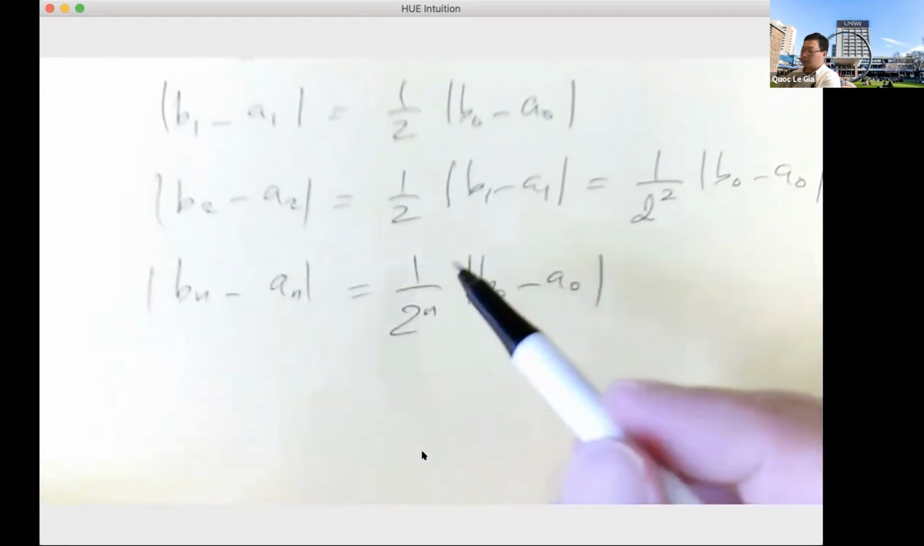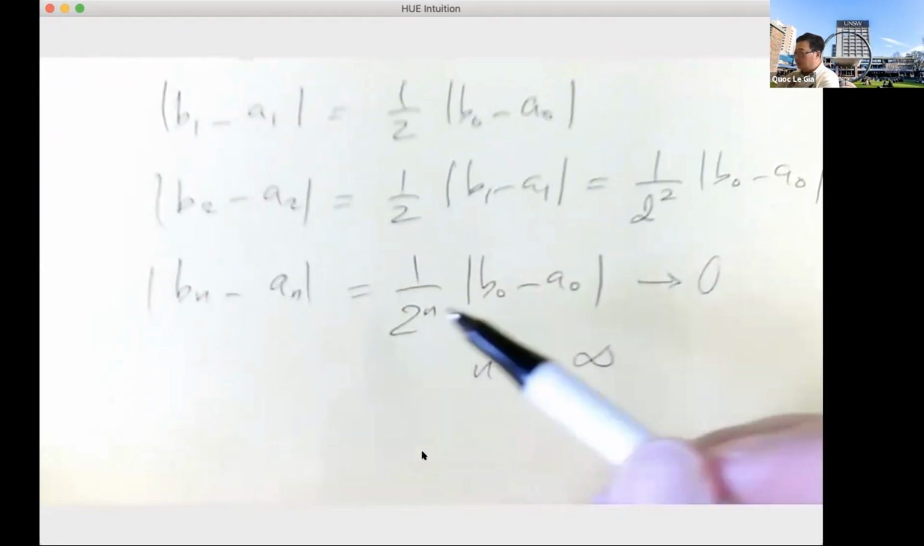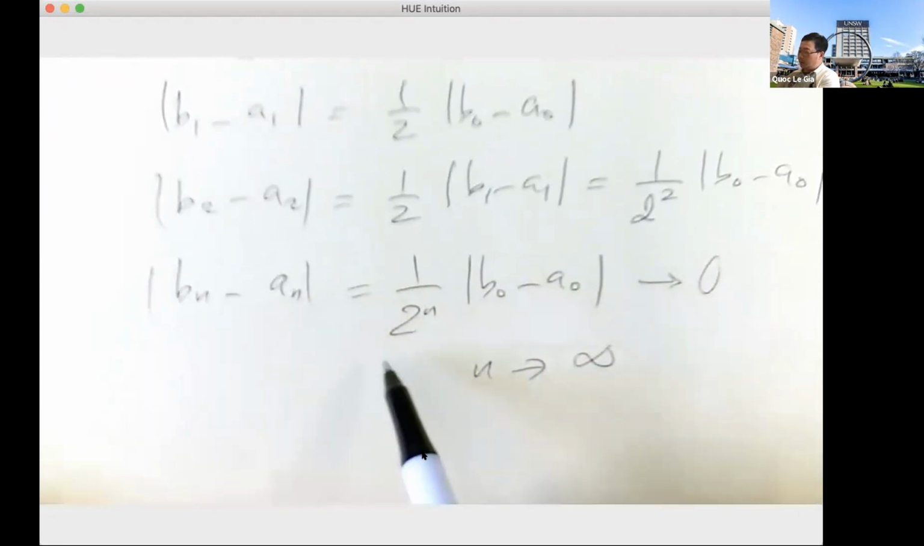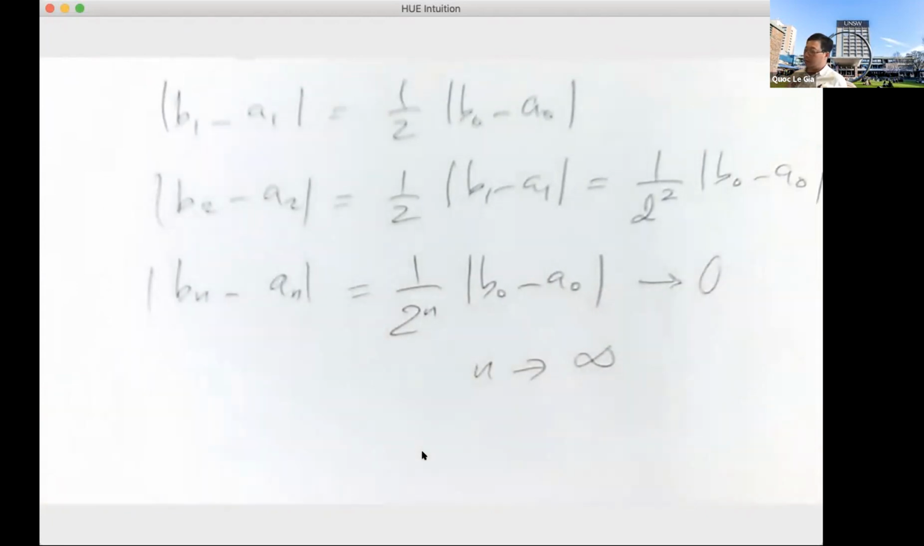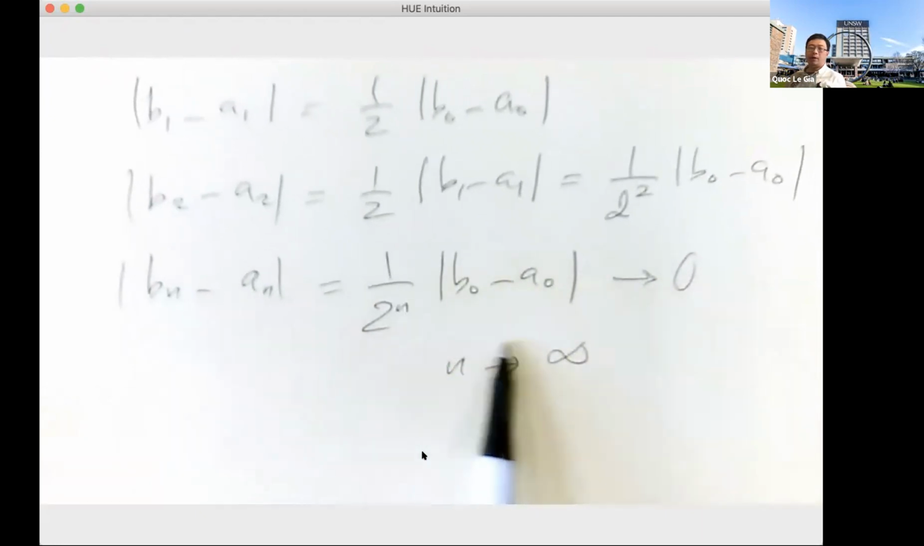So you see this one goes to 0 when n goes to infinity, right? So Bn minus An will go to 0, and it squeezes down the 0 in between, right? So the 0 will be inside the intervals An and Bn, and the convergence will be 1/2 to the n. So that is the convergence rate.